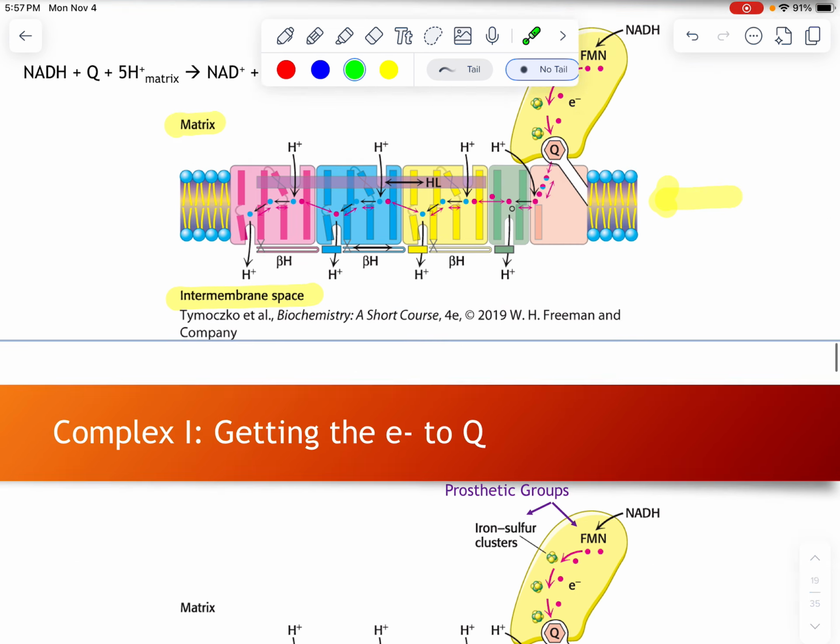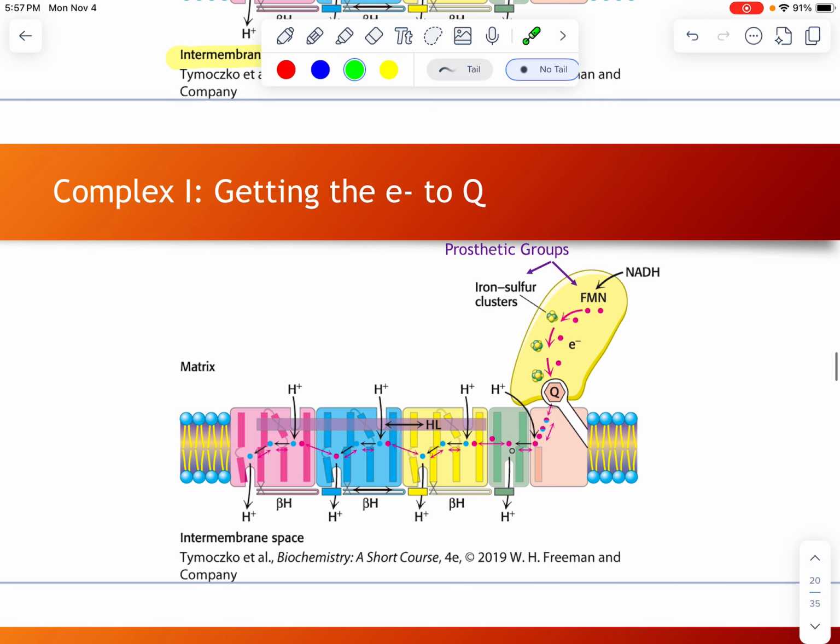All right, let's look at the first part of that. So we have this whole thing here is complex 1. We have these prosthetic groups, our iron sulfur clusters here and here and here. We've got that flavin mononucleotide here, and our NADH comes in and passes electrons to that flavin mononucleotide, and then they get passed from iron to iron to iron until they get down here, and there is this kind of enclosed chamber at the intersection of the membrane and this part of the enzyme that holds our ubiquinone.